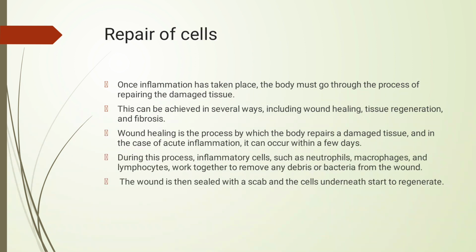The next concept is repair of cells. Once the inflammation takes place, the body must go through the process of repairing the damaged tissue. This will be done in several ways. It will include wound healing, tissue regeneration and fibrosis. Wound healing is a process where the body repairs a damaged tissue, and in case of acute inflammation, it will occur within a few days.